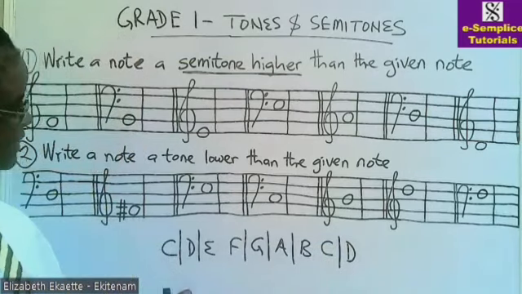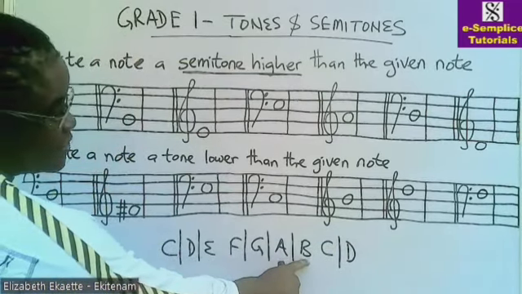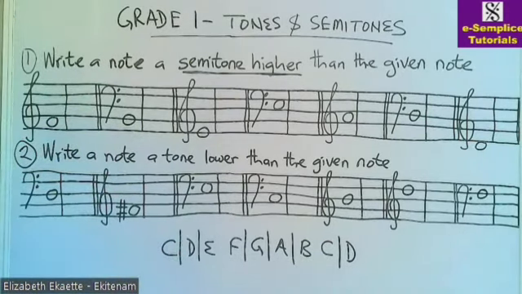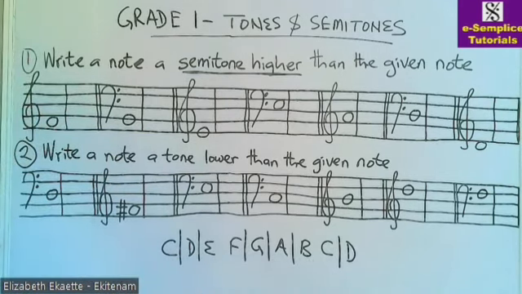Always remember, no black key between E and F, no black key between B and C. If you sketch your own keyboard and there's a black key between E and F, it is wrong. If there's a black key between B and C, it is wrong. Practice sketching the keyboard correctly.